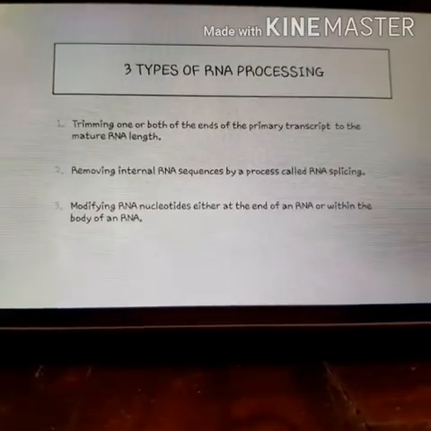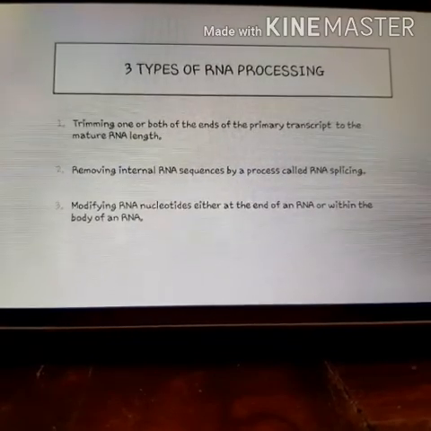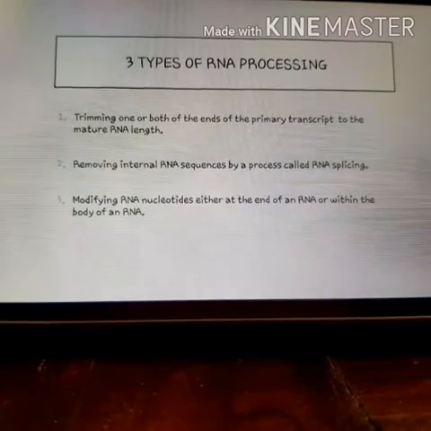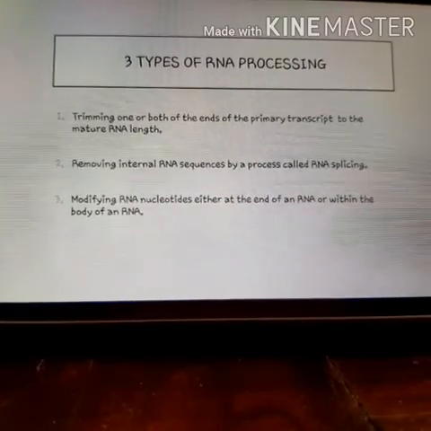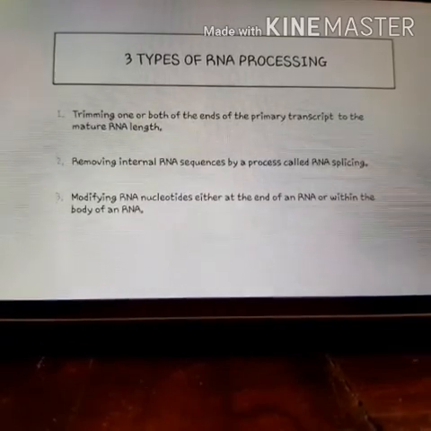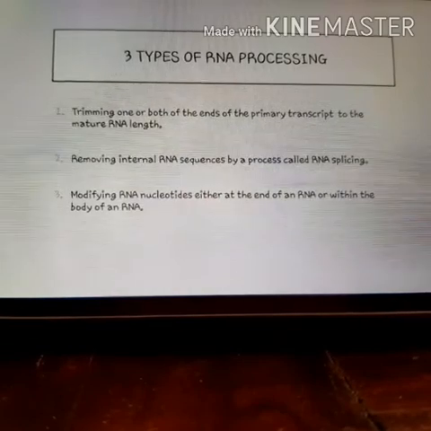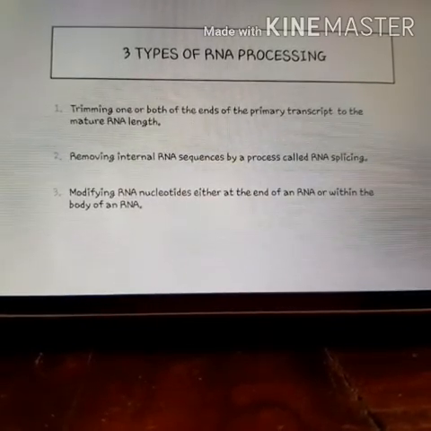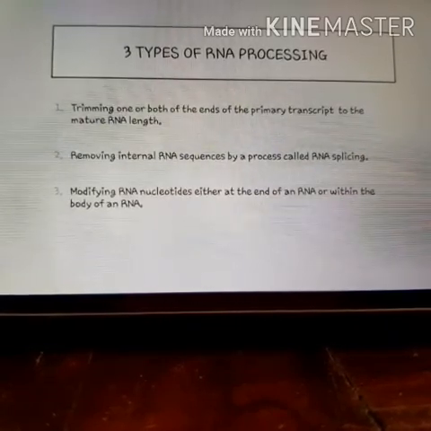So next in the slide are the three types of RNA processing. Number 1, trimming one or both of the ends of the primary transcript to the mature RNA length. Number 2, removing internal RNA sequences by a process called RNA splicing. Yun nga yung pinaliwanag natin kanina. And then number 3, modifying RNA nucleotides either at the end of an RNA or within the body of the RNA.